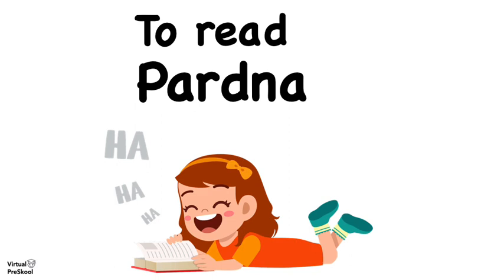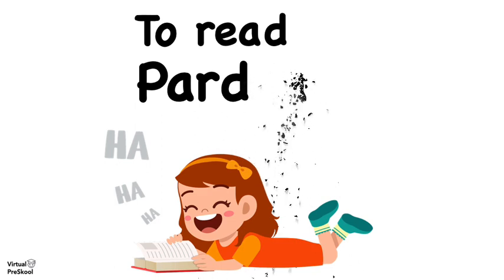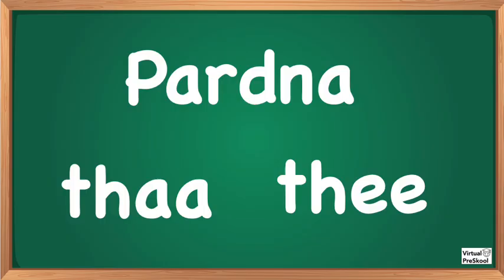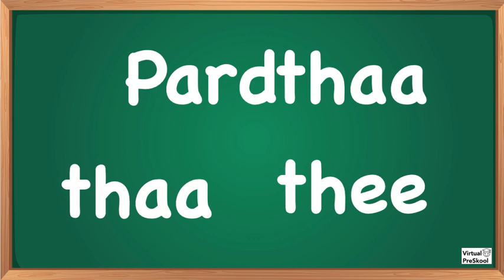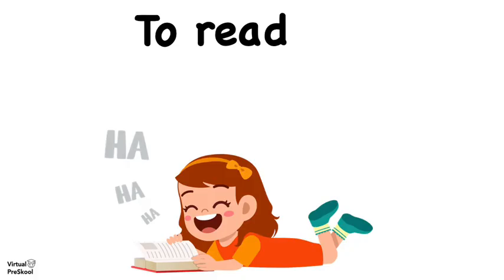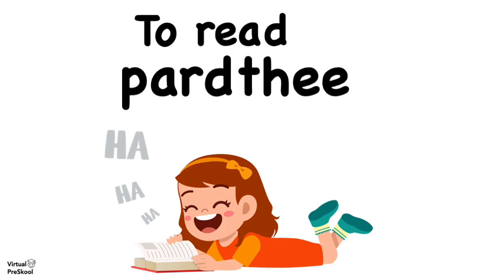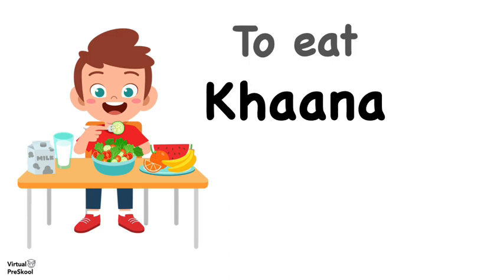To read is padhna, and to read and also to study is padhna. So what happens first? The na goes away. And what are we left with? Padh. The word is incomplete and it needs a new ending. So what are the two new word options? Padhta and padhti. Now this is a girl reading, so what would she say? Padhti.